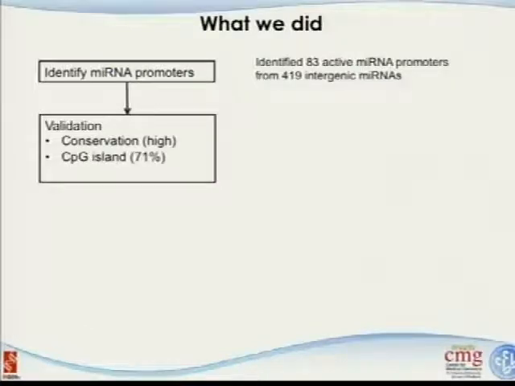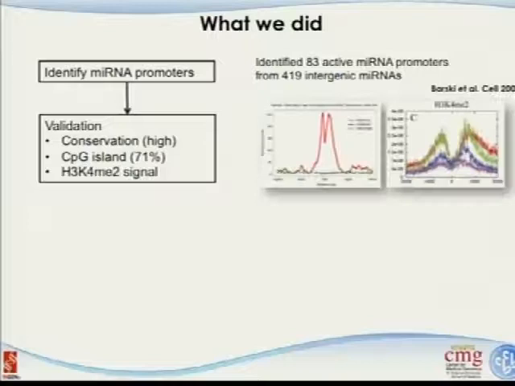And then, of course, we need to do some level of validation. The first validation is conservation: whether the regions we identified are evolutionarily conserved, and our conclusion is yes. The second is that we want to look for the CpG island, because we know that about 60 to 70% of promoter regions actually overlap with a CpG island, which we'll talk about in the second part of this lecture. We found that for the regions we identified, 71% actually overlap with a CpG island. This is a good indication.